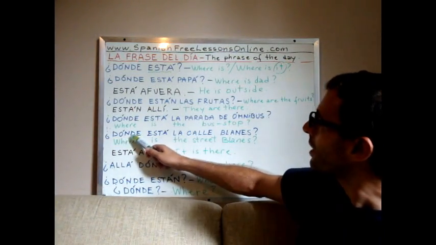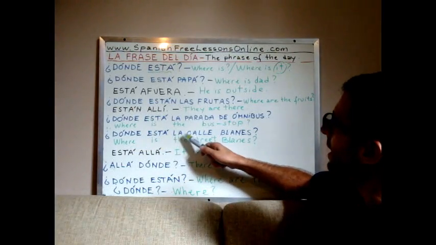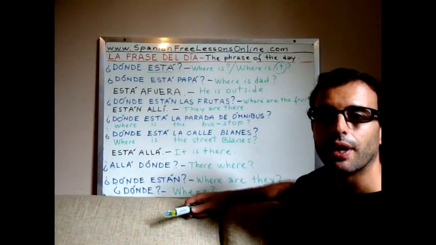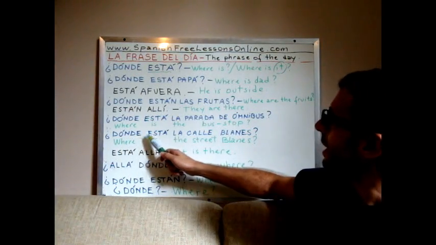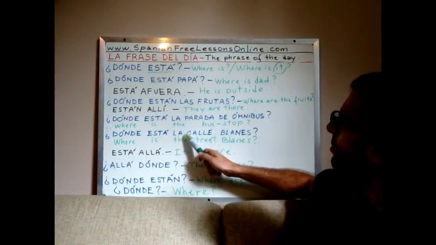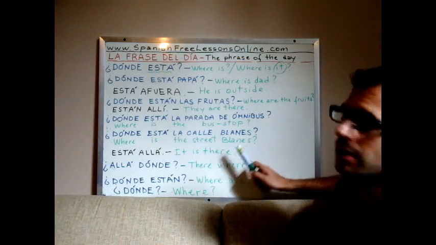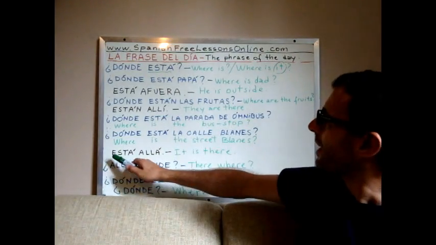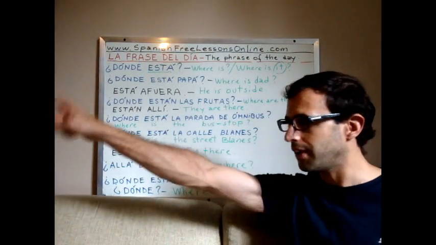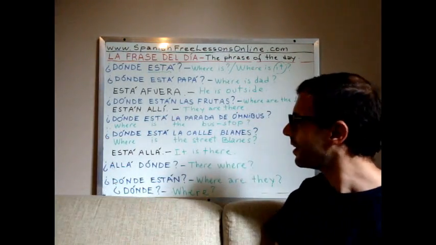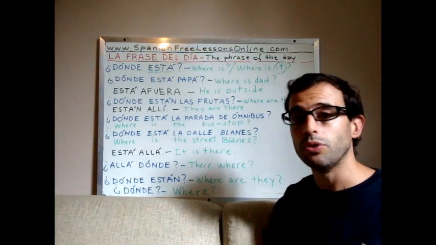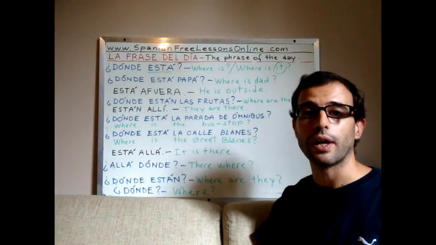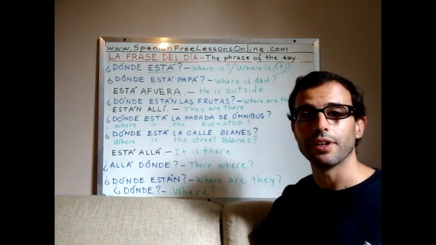Or, ¿dónde está la calle Blanes? Where is the street Blanes? Blanes is the name of a street in Uruguay. Está allá. It is there. So, if we ask somebody, ¿dónde está la calle Blanes? And they answer, está allá, we will answer back, ¿allá dónde?